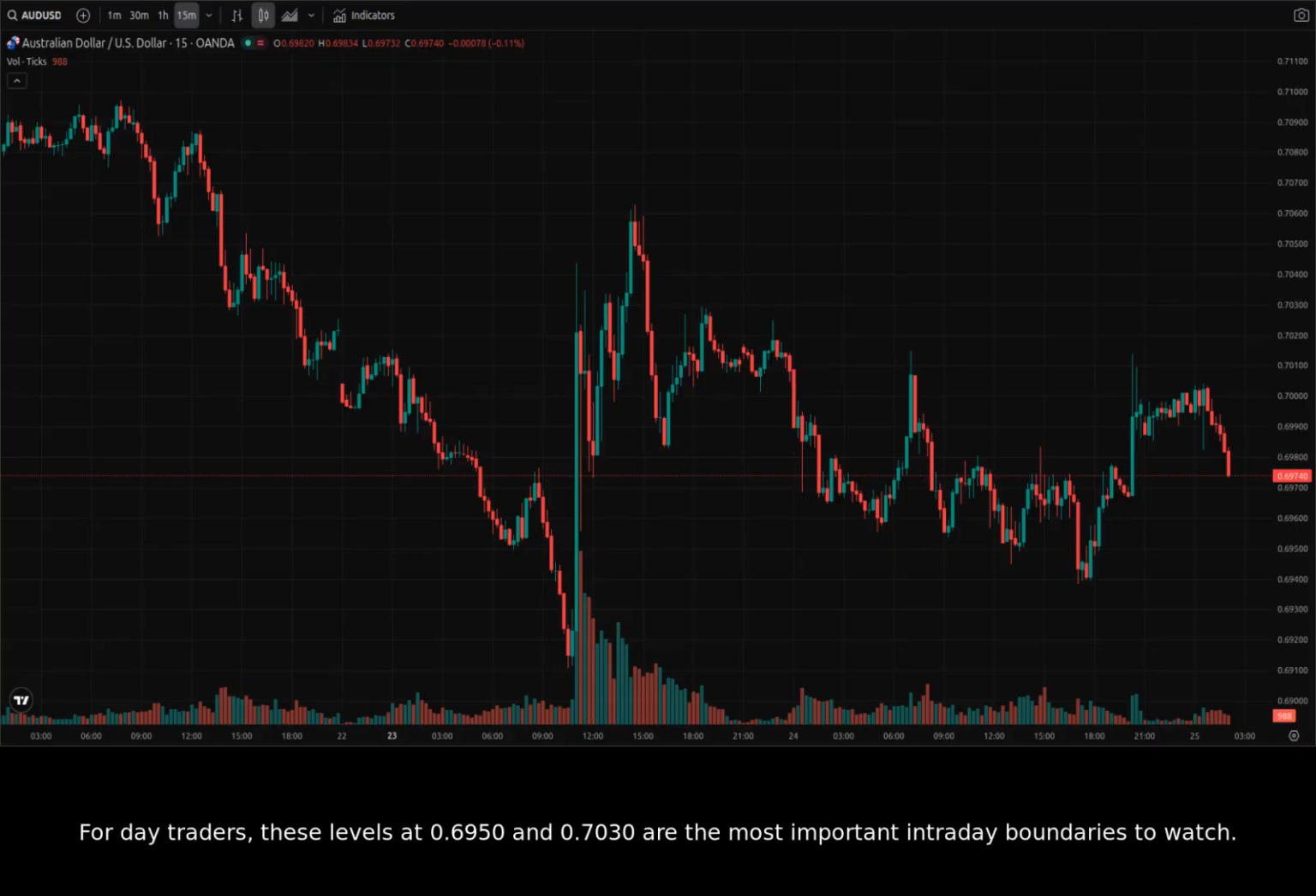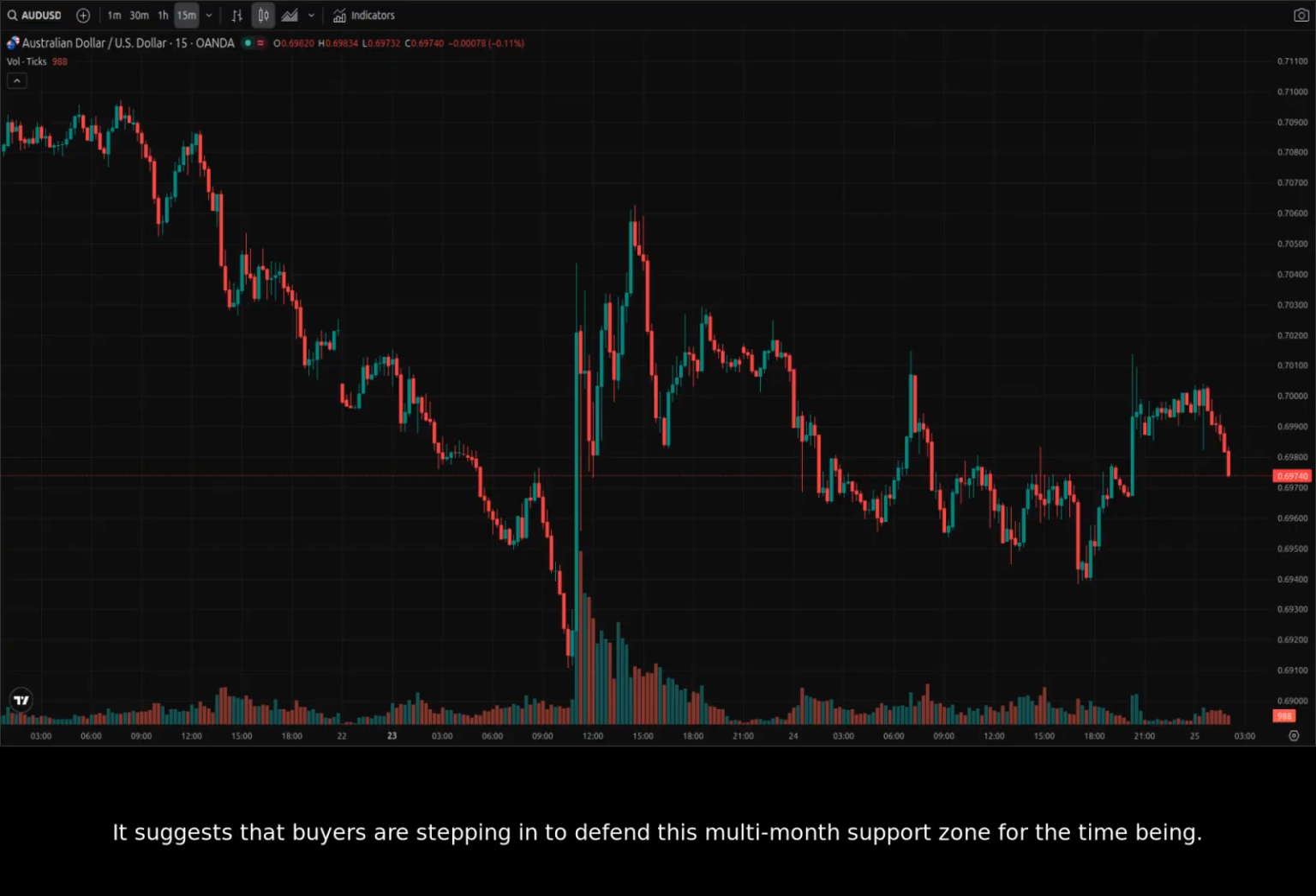For day traders, these levels at 0.6950 and 0.7030 are the most important intraday boundaries to watch. Notice how the price is currently hovering near the lower end of the daily range as we enter UTC morning. The lack of immediate follow-through selling after reaching 0.6950 is a small silver lining for bulls.